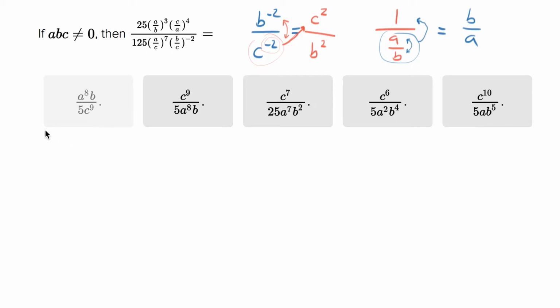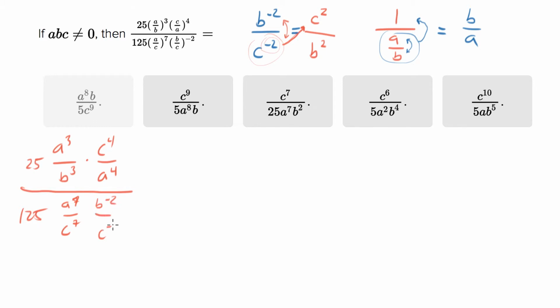So we're going to use both of these rules in this problem, and let's see how that goes. First I'm just going to multiply all the exponents to get those out of the way. So we'll end up with 25 a cubed over b cubed times, you want to move quickly on this one because it's really long, all of that over 125 a to the 7 over c to the 7 times b to the negative 2 over c to the negative 2.